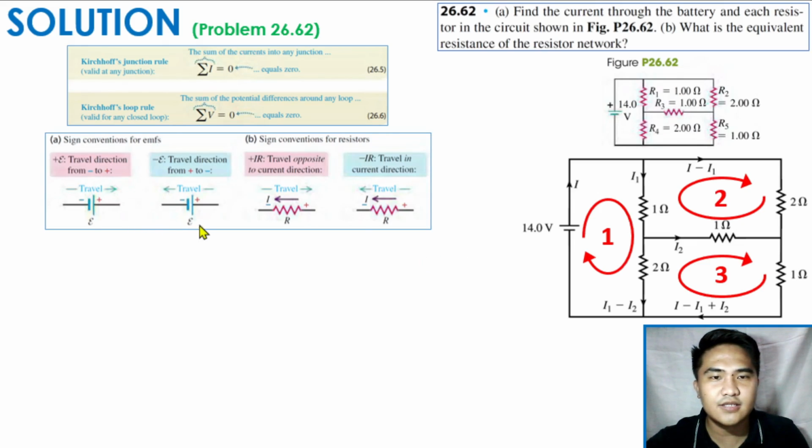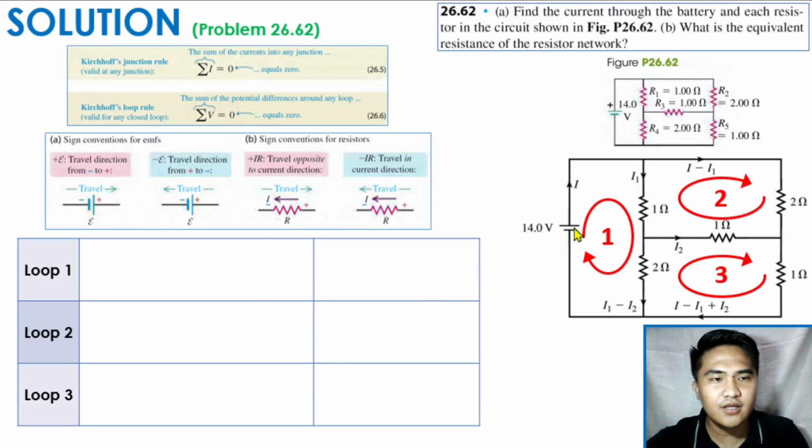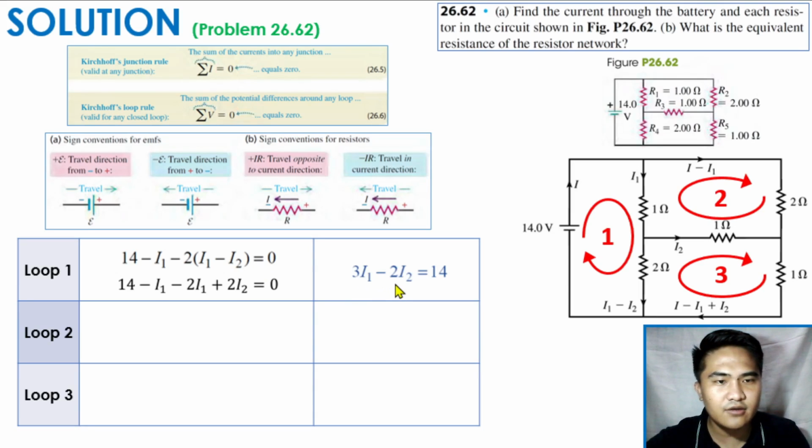So by using the sign conventions, loop 1, starting with the battery, we have positive 14, negative I1, negative 2 quantity I1 minus I2 is equal to 0. Rearranging this or distributing negative 2 to I1 and negative I2, we will have 3I1 minus 2I2 equal to 14. Next, for loop 2, let's start with this 2 ohm resistor.